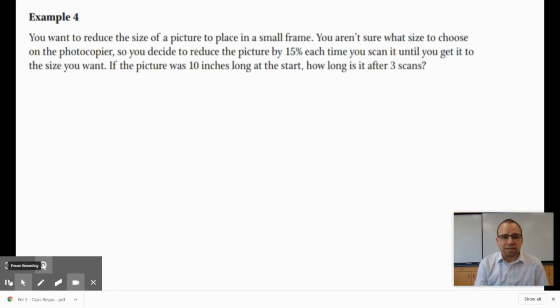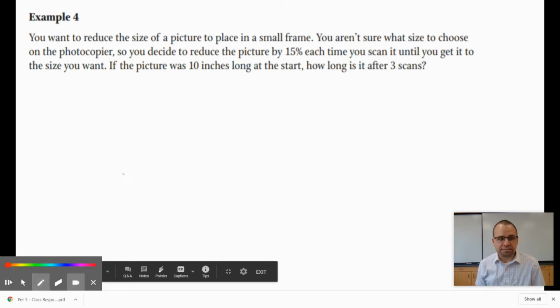You want to reduce the size of a picture to place in a small frame. You aren't sure what size to choose on the photocopier, so you decide to reduce the picture by 15% each time you scan it until you get to the size that you want. If the picture was 10 inches long at the start, how long is it after 3 scans? So let's take a look at this.